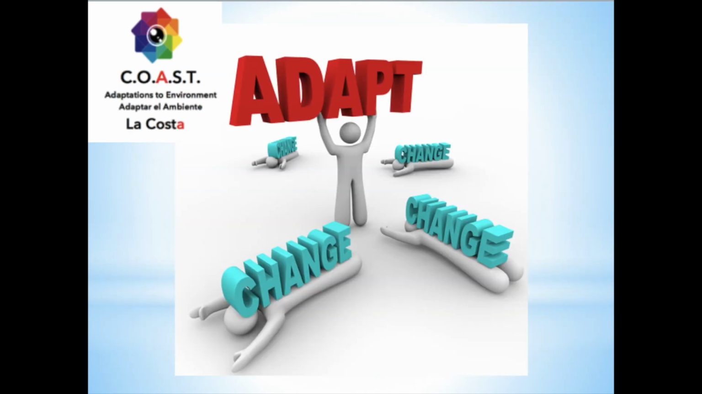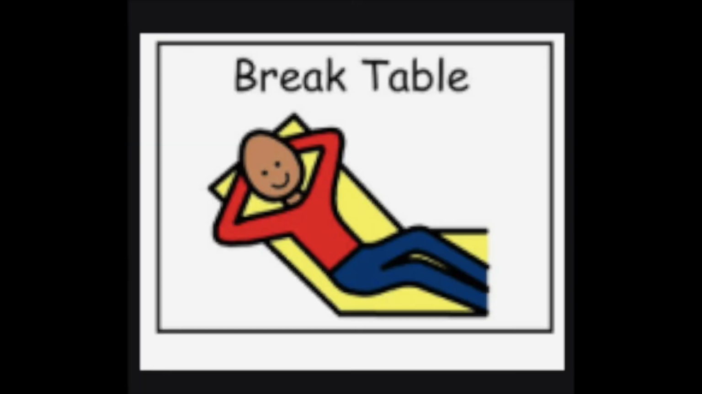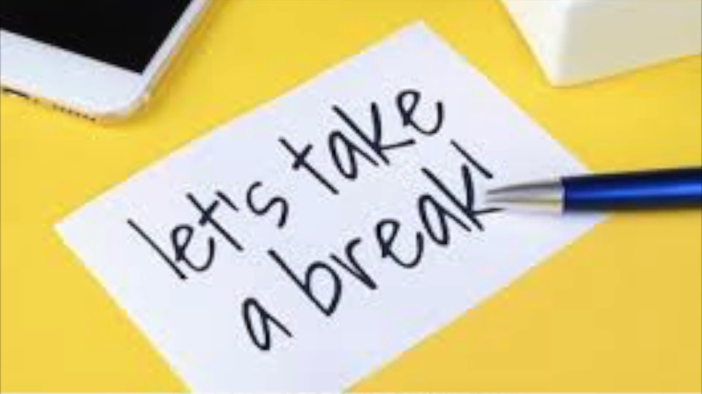A is for adapt. It's not easy for our children to adapt. Change can be hard. Consider showing your child a picture of a break symbol. If you need one, we could always get one for you. And if you see that they seem to be upset, teach them that it's okay to show you that symbol and to say, I need to take a break. And if they can't say it, to point to the symbol and explain that I need to take a break.